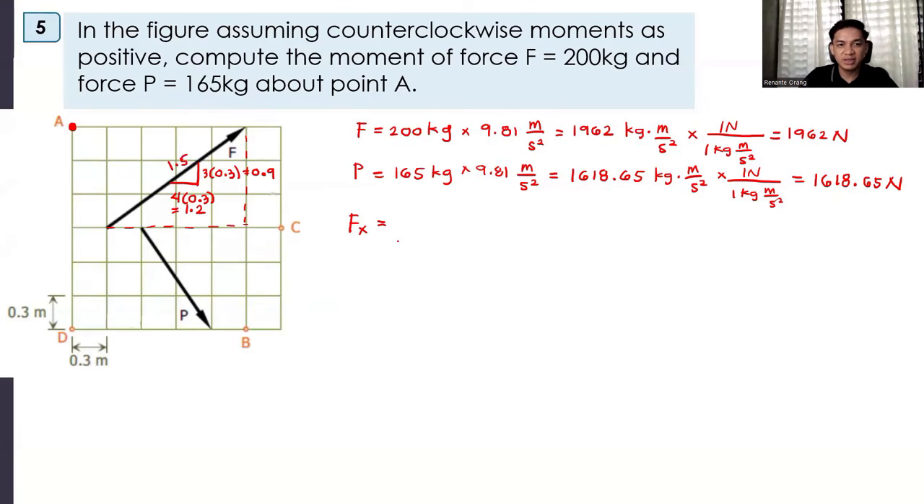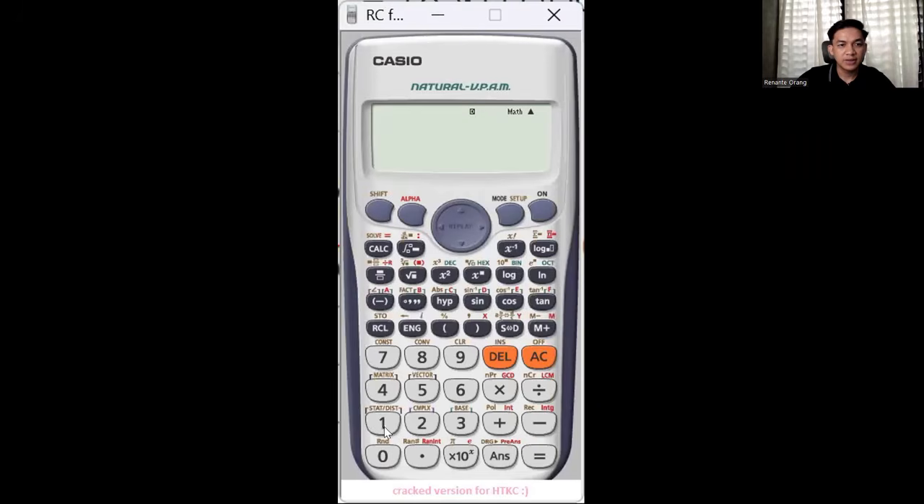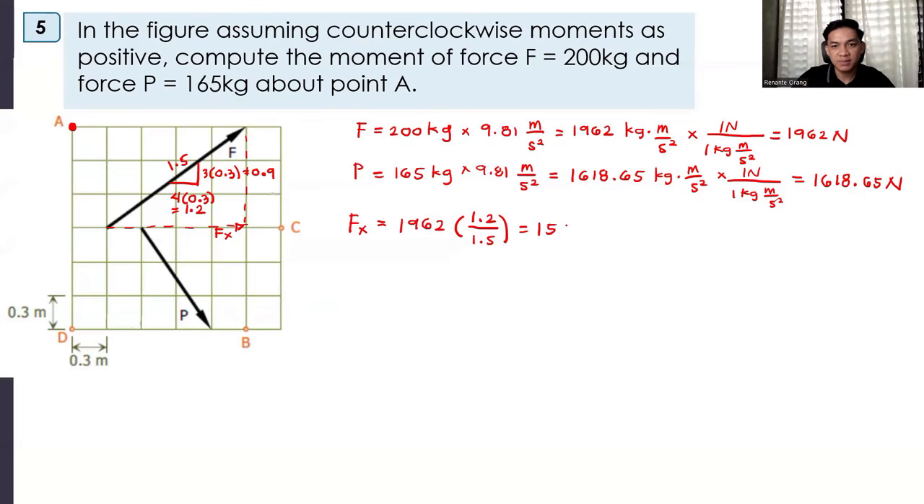So, let's solve for our Fx, class. We have 1,962 multiplied by, take note, our Fx is horizontal. So the horizontal side is 1.2. So this is multiplied by 1.2 divided by our hypotenuse, which is 1.5. On the calculator, we have 1,962 multiplied by 1.2 divided by 1.5 equals 1,569.6. That is 1,569.6 Newton.